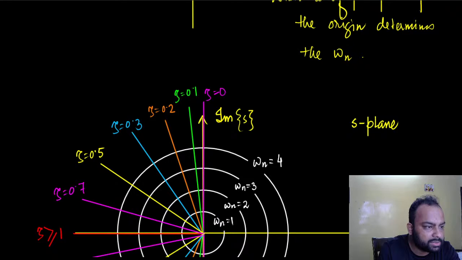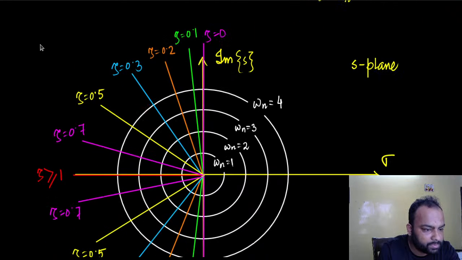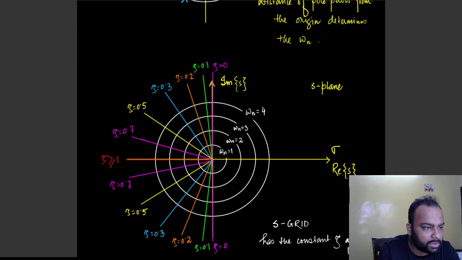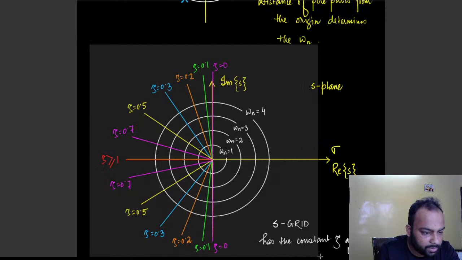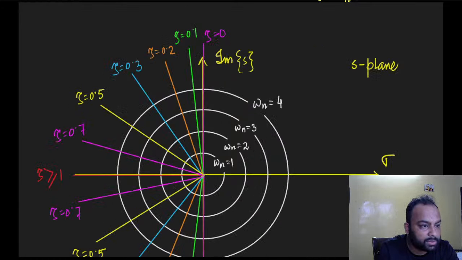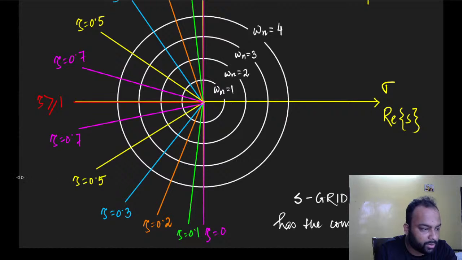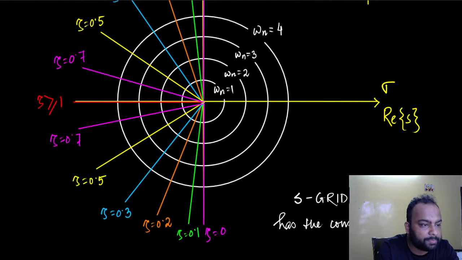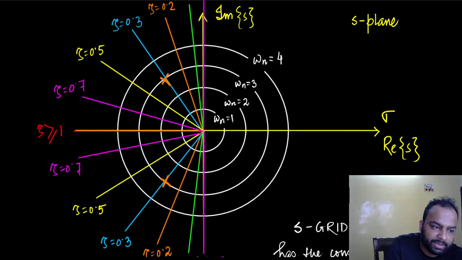So let's copy this once more. We have that particular loci. Now say we have pole pairs here. If we have pole pairs here, then it is denoting a system that has an undamped natural frequency of 3 radian per second and a damping ratio of 0.3.